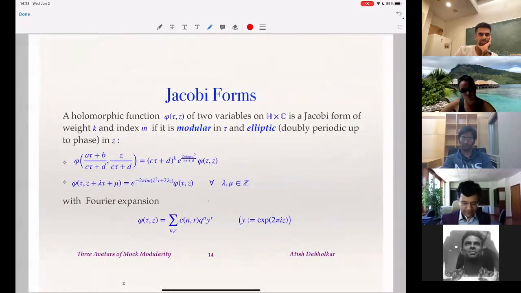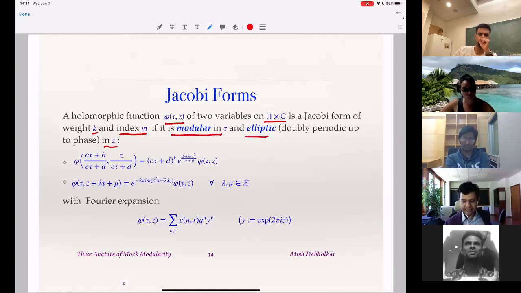Now there is a simple generalization of modular forms which is called Jacobi forms, and some of you are familiar with it and some of you may not have seen this. Basically you add one more degree of freedom, one more variable. So it's a function of two variables, tau and z, defined on the upper half plane times the complex plane. Such a function is called a Jacobi form of weight k and index m if it is modular in tau and elliptic in z.